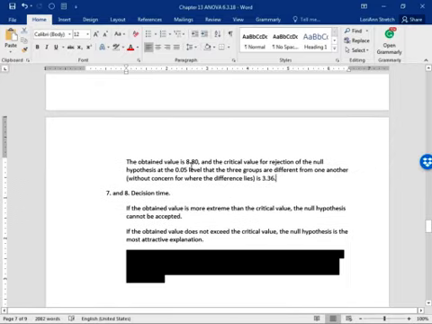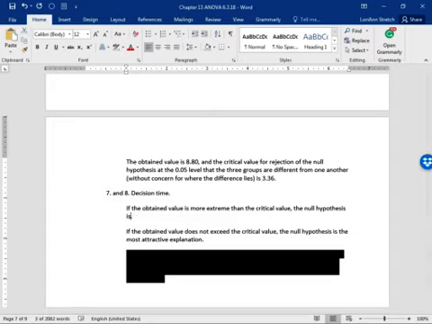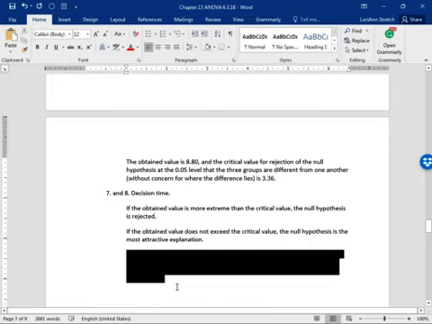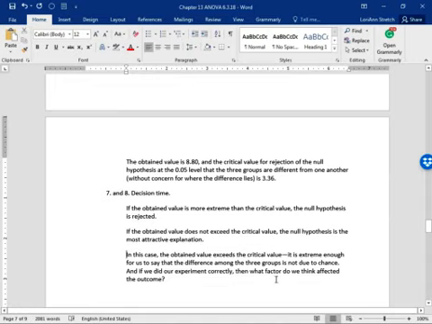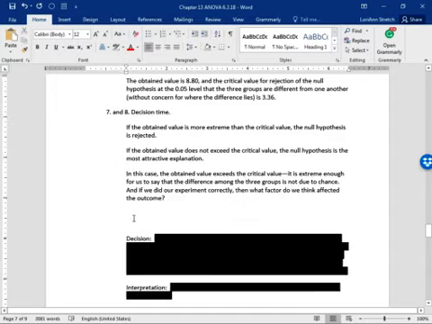So I can see this number is much more extreme than this, and it says if the obtained value is more extreme than the critical value, the null hypothesis cannot be accepted, right? So the null hypothesis is rejected. If the obtained value does not exceed the critical value, then the null hypothesis is the most attractive explanation we have. In this case, it's definitely more extreme. So we have a significant enough difference to say that there is a difference among these groups that's more than just chance, right?